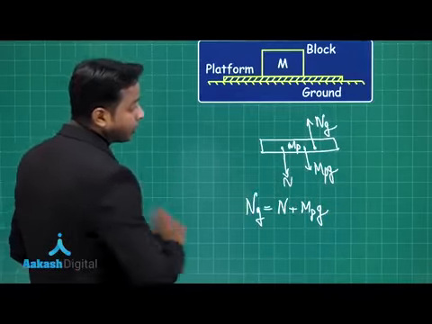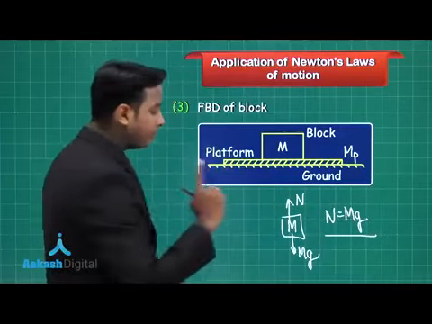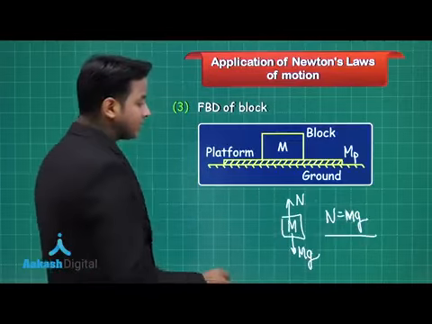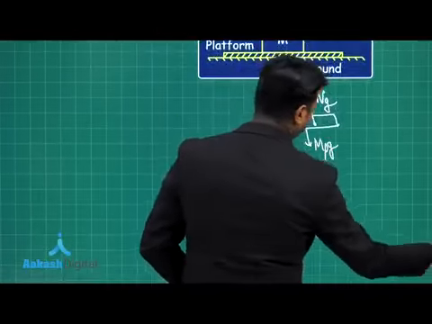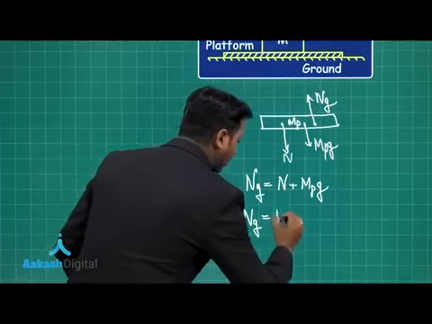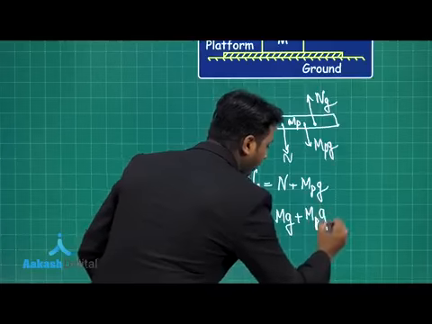Now from the previous case, you can see over here the value of N is equal to capital Mg. So we can substitute the value in the next case. So we have it like this: normal reaction from ground is equal to capital Mg plus capital M platform g.